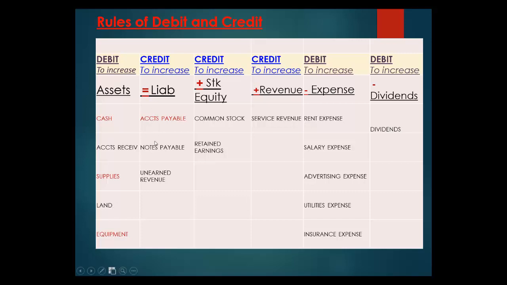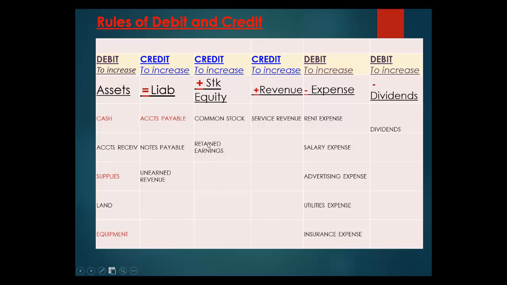Liabilities, we increase liabilities by crediting them. Now, how are you going to remember that? Credit has an R in it, and it's on the right side of the equation. And the equation stops here. So we increase accounts payable, we'll credit it. Therefore, when we decrease accounts payable, when we pay a bill, we'll debit it.